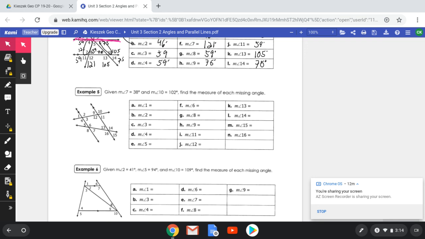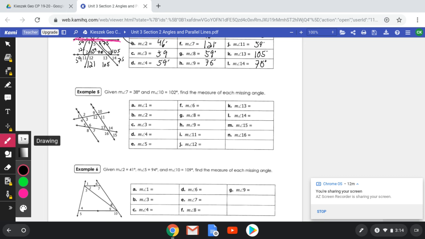So if I look at example 5, angle 7 is 38 and angle 10 is 102. And then to find the rest. Now, the reason why they give us two angles here is because of this. Actually, let's just look at some angles first here.